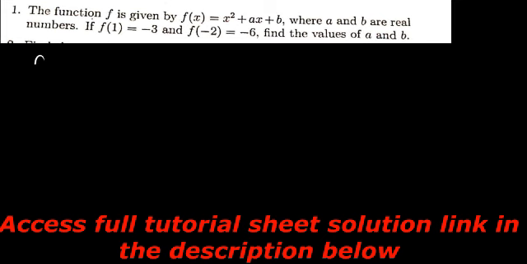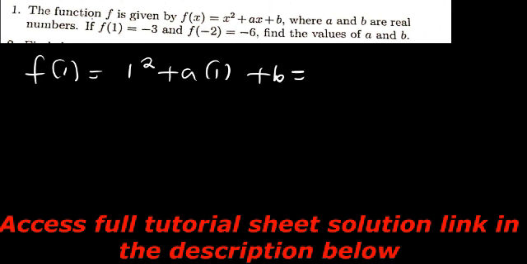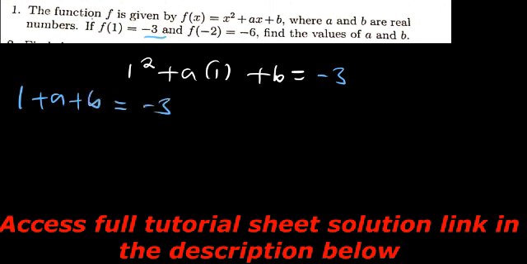So f of 1: where there is x we plug in 1, and the answer should be negative 3. That's what we've been told. So I'll say negative 3. Ignore this part, I'll get rid of it. That's what it means. So 1 squared is 1, plus a plus b, should be equal to negative 3. If I shift 1 to the other side, a plus b is equal to negative 3 minus 1. So a plus b is equal to negative 4.